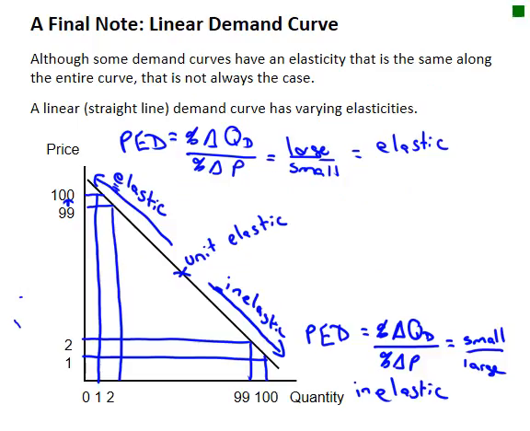And so a final note on a linear demand curve. You may need to use this information. It's a little bit obscure, but nonetheless. So technically, a straight line demand curve is going to have varying elasticities. What's going to happen is smack in the middle, this is going to be what we call unit elastic. Now let's look at what's happening at this upper part here.